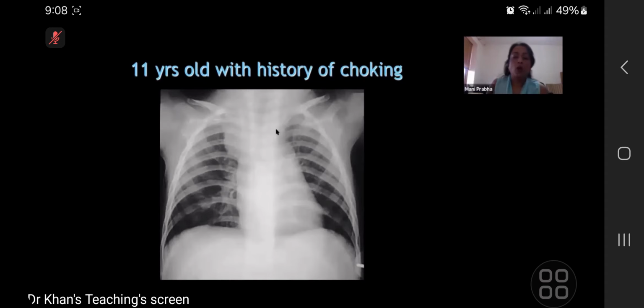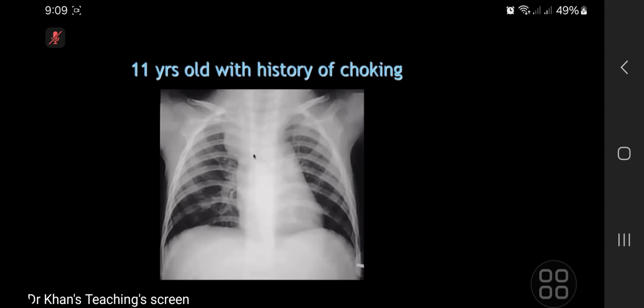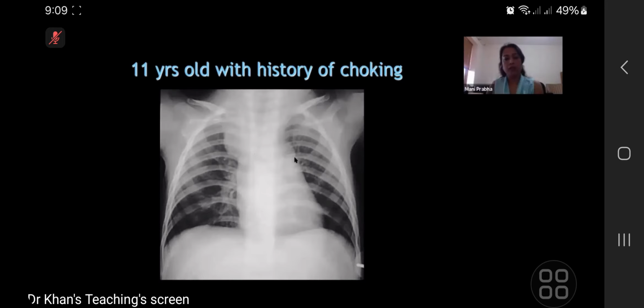Okay. See, on X-ray, there is no shift of the mediastinum. The trachea is absolutely central, and there is a lesion which shows a very well circumscribed outline. Looks like a cyst. So what can it be?